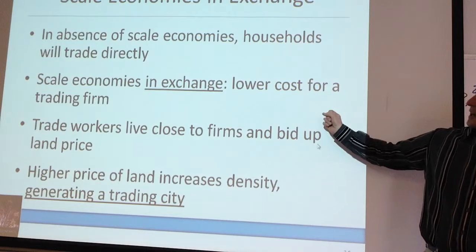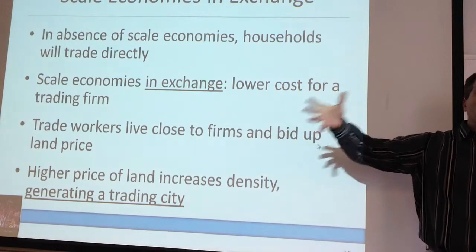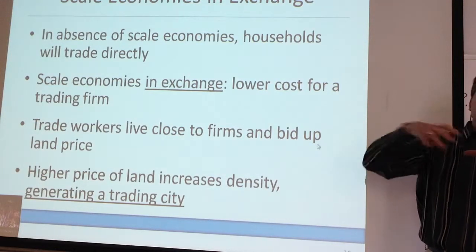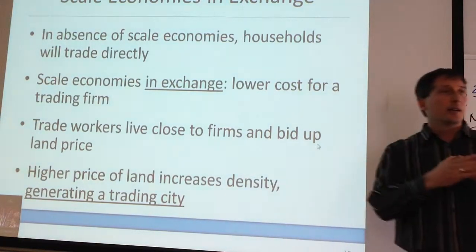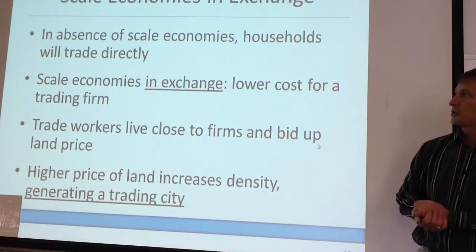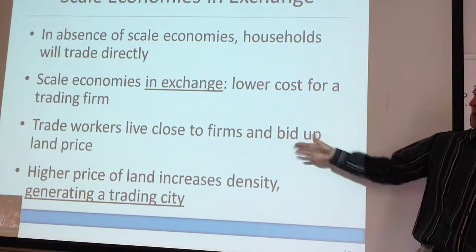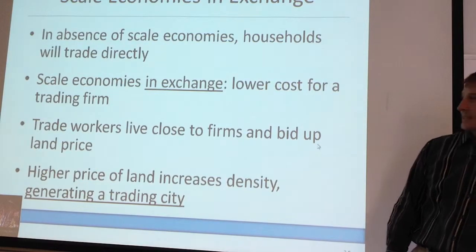So if there are scale economies in exchange, then a person doing it by themselves could be made better off if it's a little cheaper. So now we've established what it might cost for them in terms of how much bread or how many shirts they'll have to give up. Now if we can have a specialist come in, we might be able to start to create these trading cities.